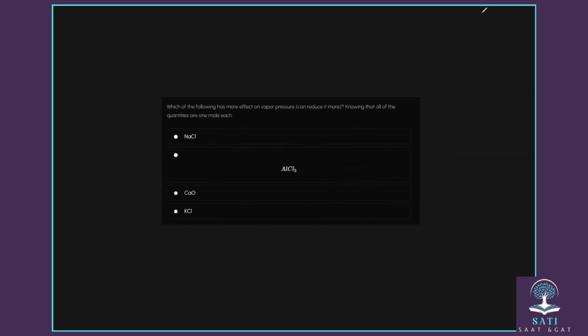So you understand now what colligative properties are mainly. We said vapor pressure will decrease, boiling point will increase, and freezing point will decrease. And we said we will also have what? Osmotic pressure. Okay, what is osmotic pressure here?